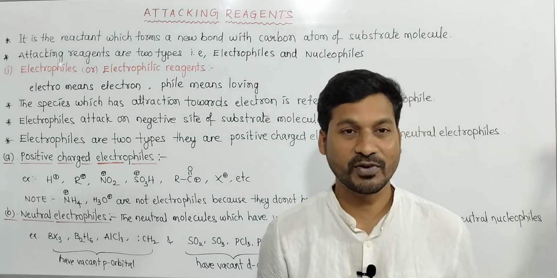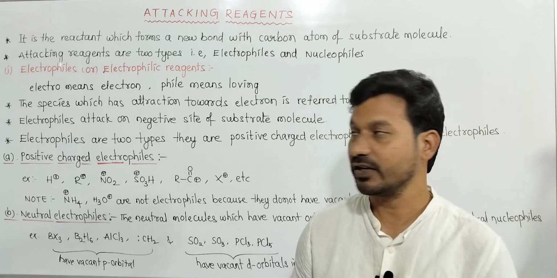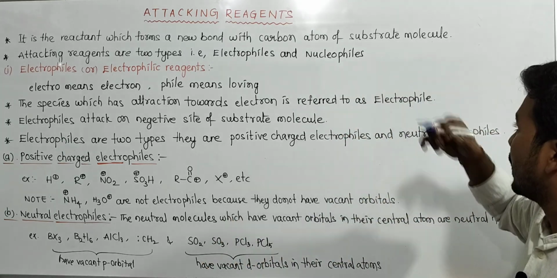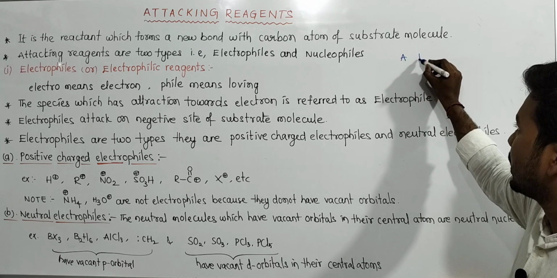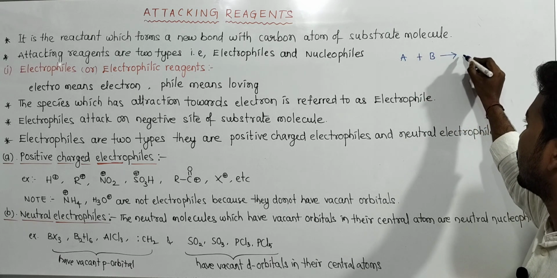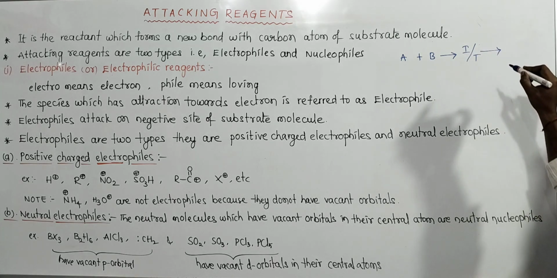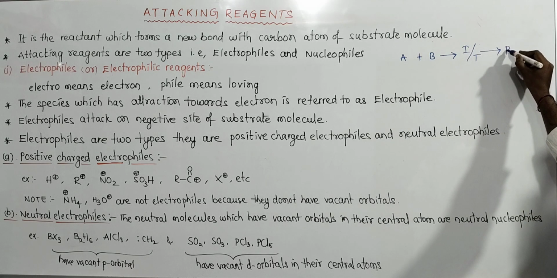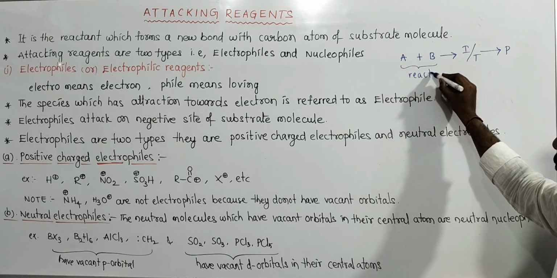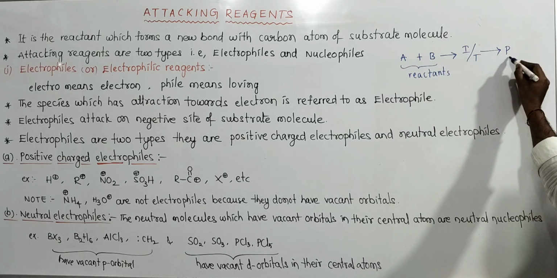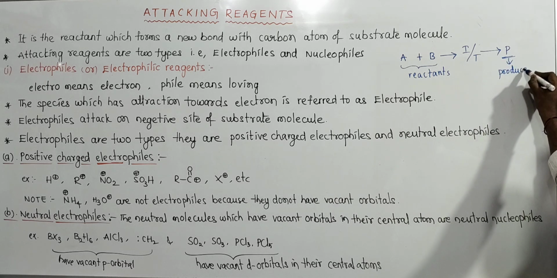In this video, I am going to explain types of attacking reagents. First of all, what is an attacking reagent? As per a chemical reaction, A plus B gives rise to some intermediate or transition state. This transition state finally gives the product. A and B are said to be reactants, and P is said to be the product, as we discussed in our previous video.